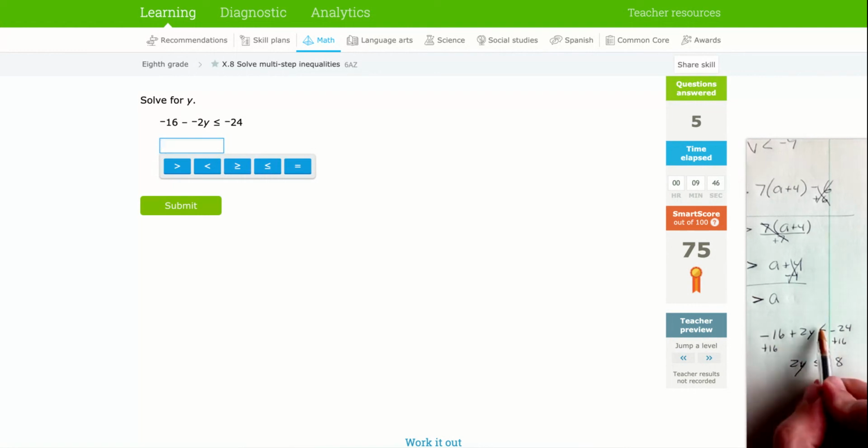Again, adding didn't change the inequality symbol. Divide by a positive 2. Since it's a positive 2, I'm not going to change the inequality symbol. And I get y is less than or equal to negative 4.